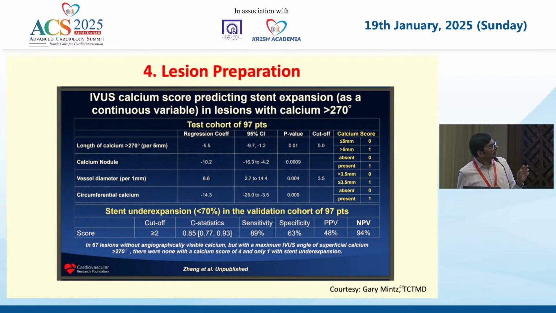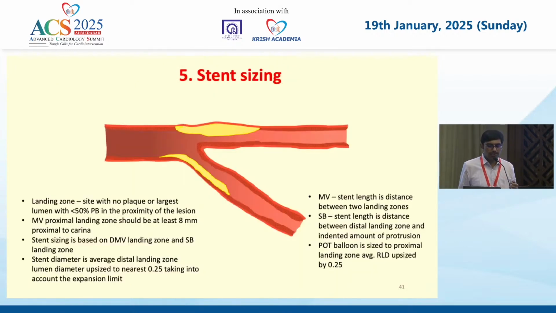And the fourth one is about lesion preparation. We now have a calcium score, IVUS-based or OCT-based. Whenever your score is more than 2, you need some form of lesion preparation using specialty devices for optimal stent expansion. How do you size your stents?